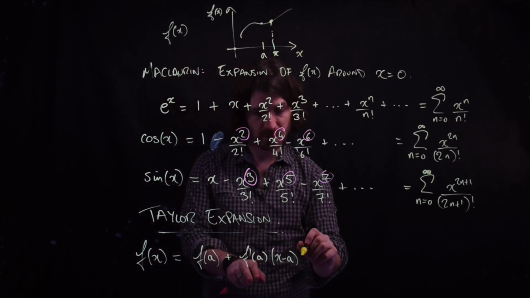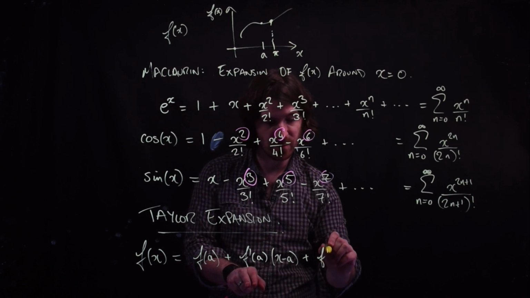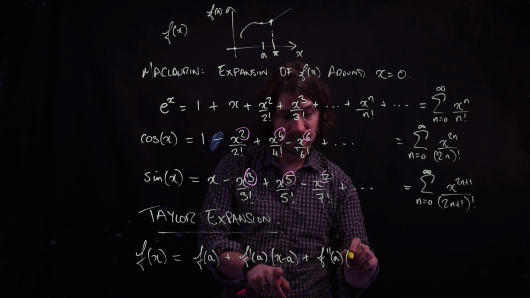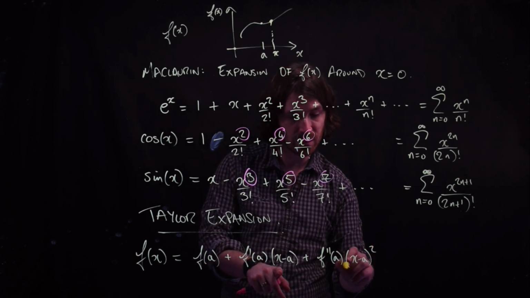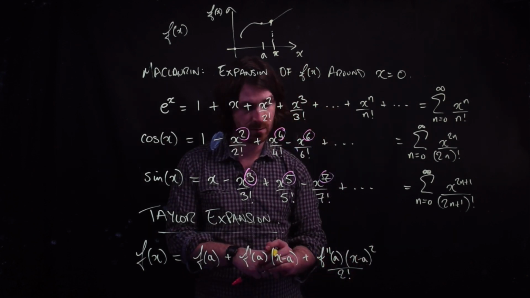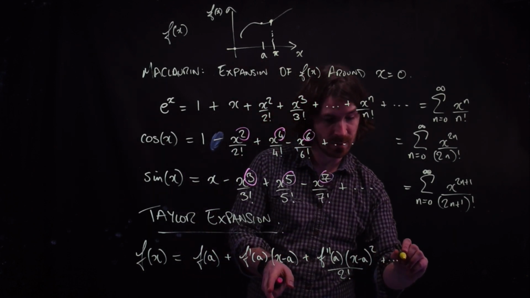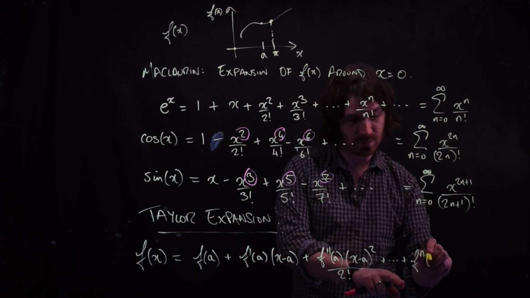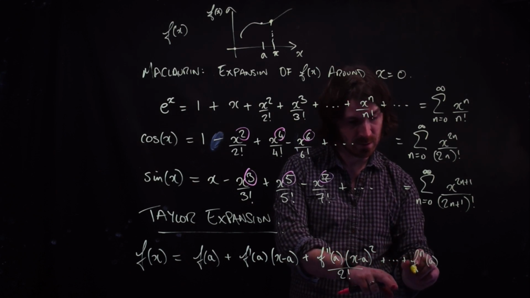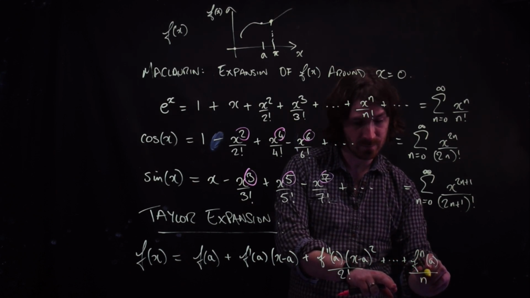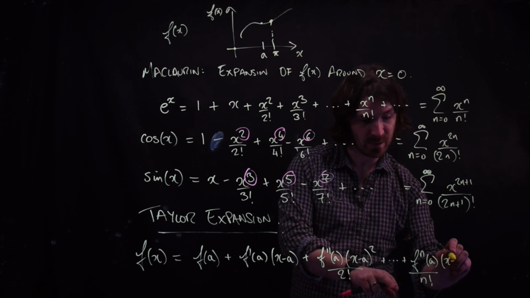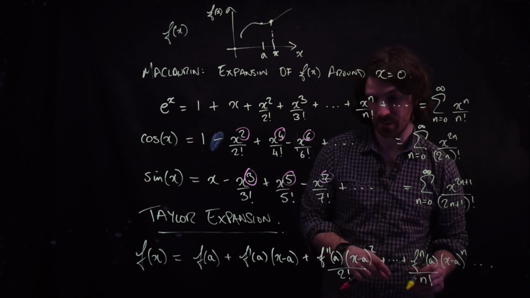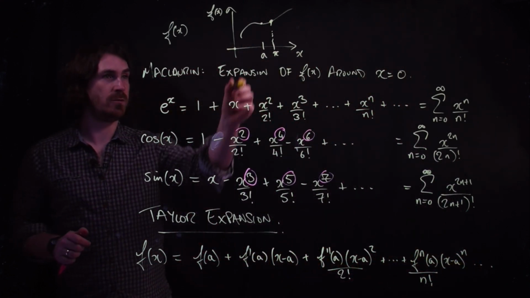away from the point a, plus the second derivative of the function evaluated at a times x minus a squared over 2 factorial, and so on up to the general term, which is the nth derivative evaluated at a, divided by n factorial, times x minus a to the power of n. So this is the Taylor series of a function about the point a.